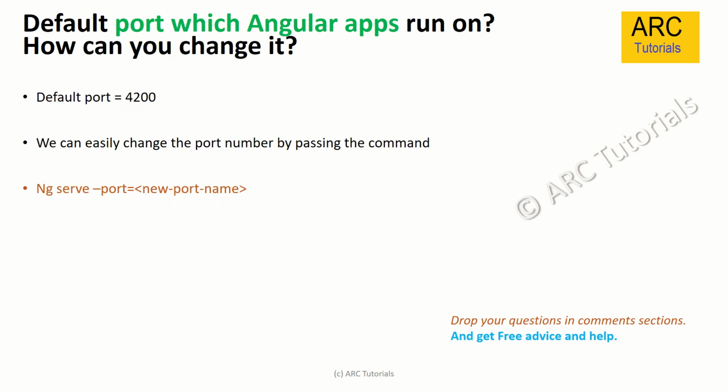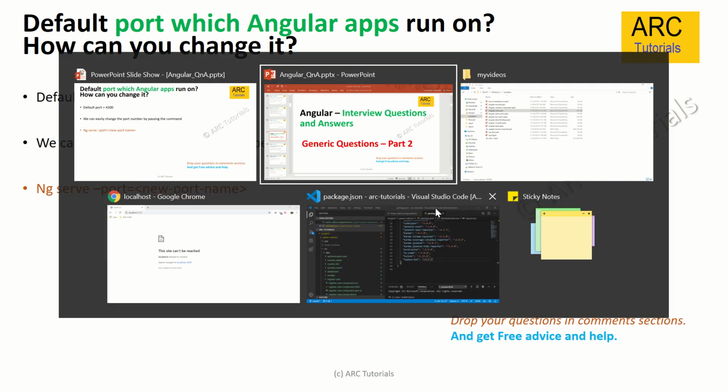So now let's get into some hands-on section. What is the default port number that Angular applications run on, and how can you customize or change it? The default port that Angular applications run on is 4200. We can easily change the port number by passing the below command, which is ng serve --port equal to the new port number. Let's see that in action.